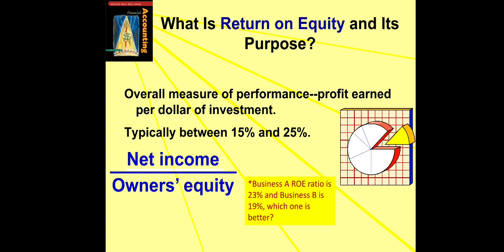Okay, so business X has 22% ROE. It is better to invest in business X. Why not invest in business Y that has 28% ROE? Because according to the rule that we have in accounting, if the ROE of a business is more than 25%, most of the time it is too good to be true.